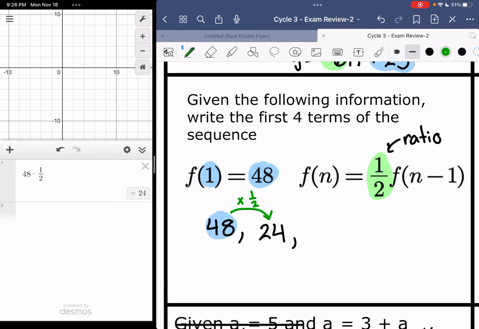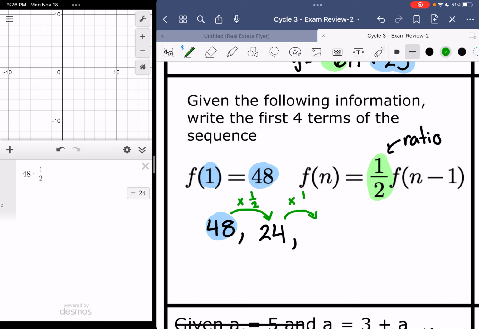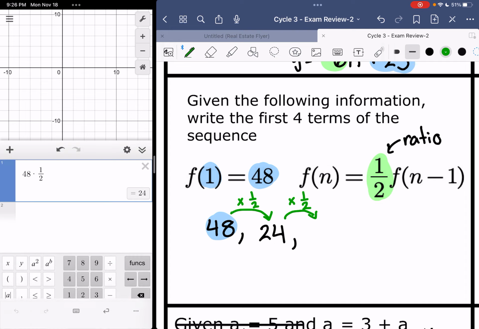And I'll do it again. I'll use that common ratio times 1/2. Again, using my calculator or Desmos, 24 times 1/2 gives me 12. And one more time, still using that ratio times 1/2, 12 times 1/2 will give me 6. And those are my first 4 terms, 1, 2, 3, and 4.